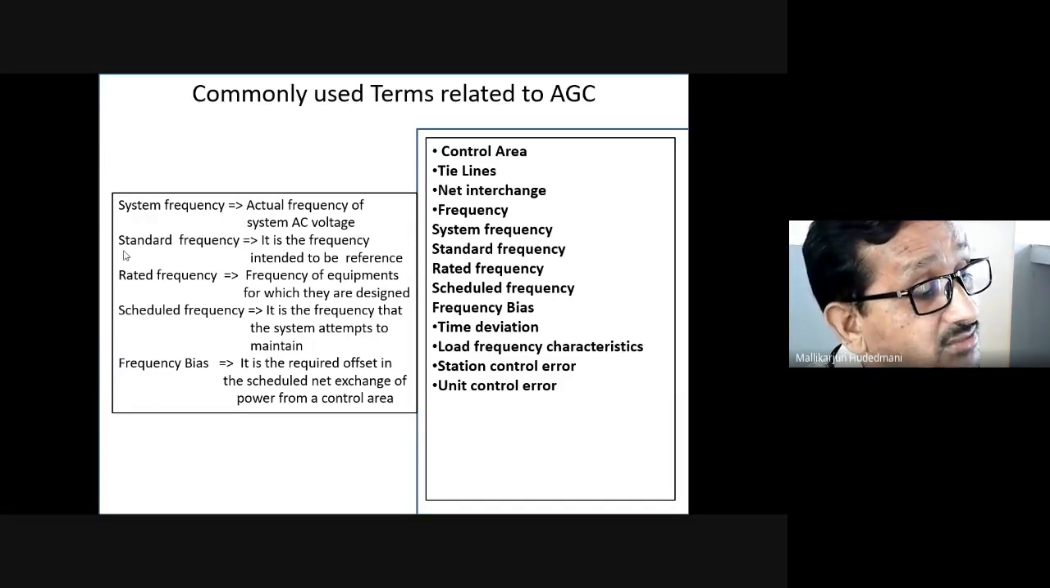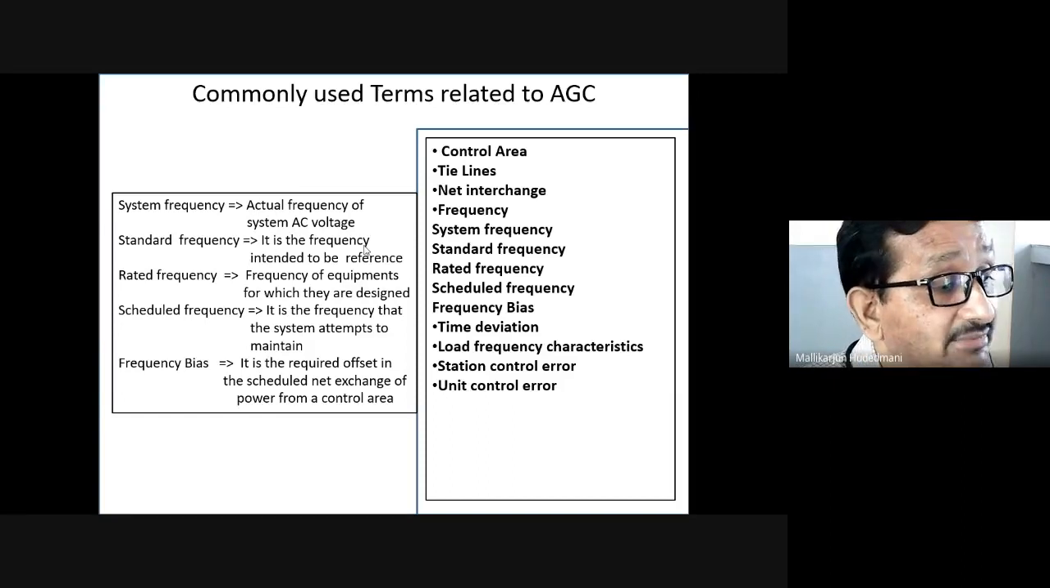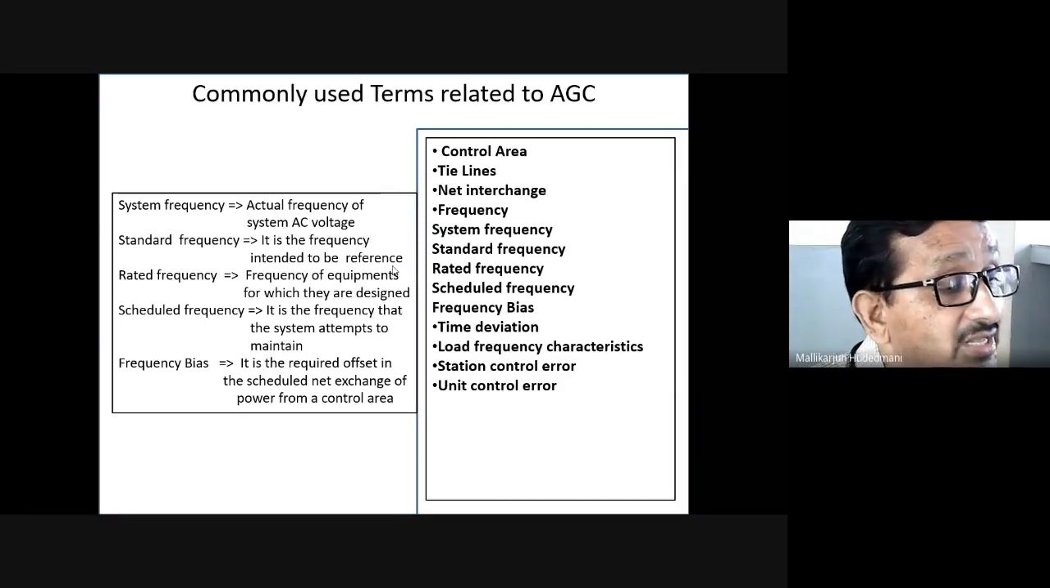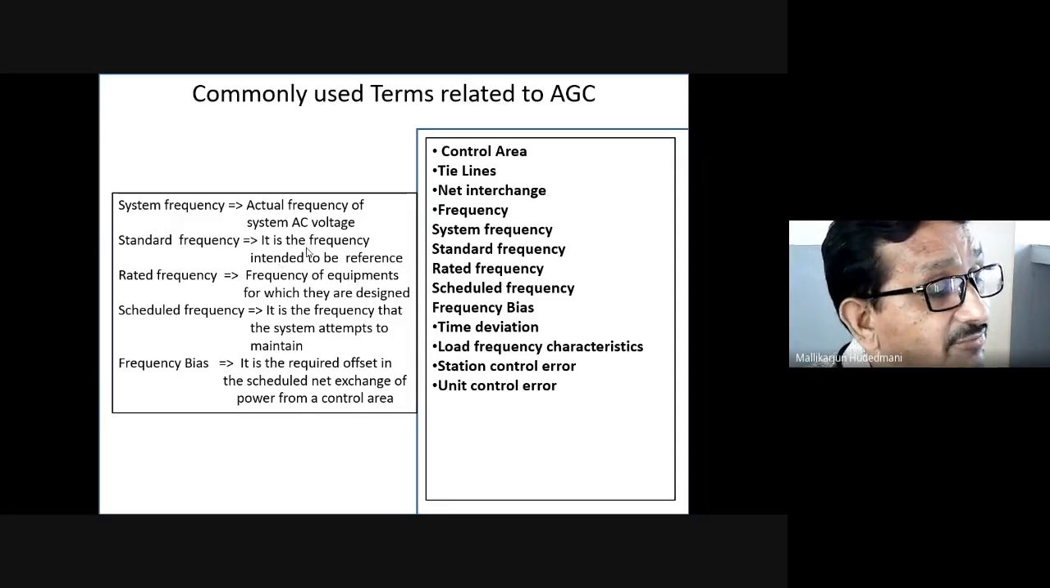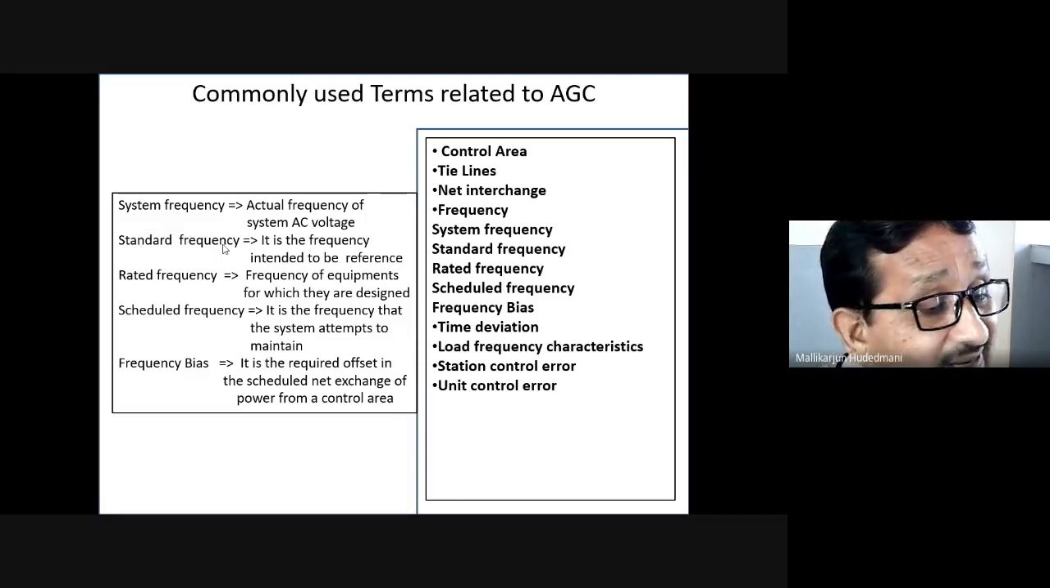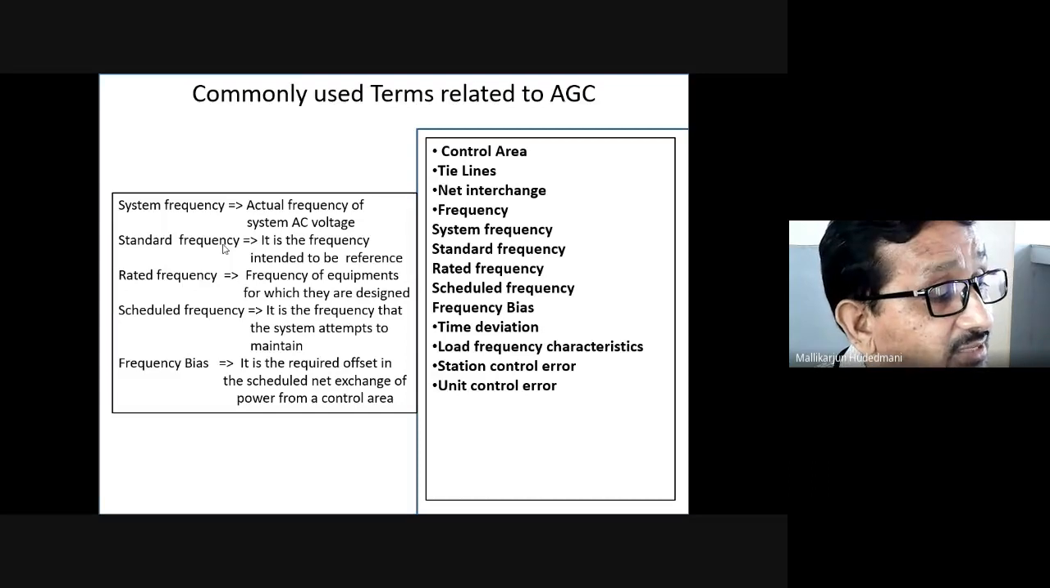Look into the keyword standard frequency. It is the frequency intended to be the reference. Let's say 50. 50 is the standard frequency. If the frequency achieved is also 50, the system frequency is the same as the standard frequency. Standard frequency refers to what you set as your requirement, the intended frequency as a reference. Now come to the next one, rated frequency. See a small change. It is the frequency of equipment for which they are designed.